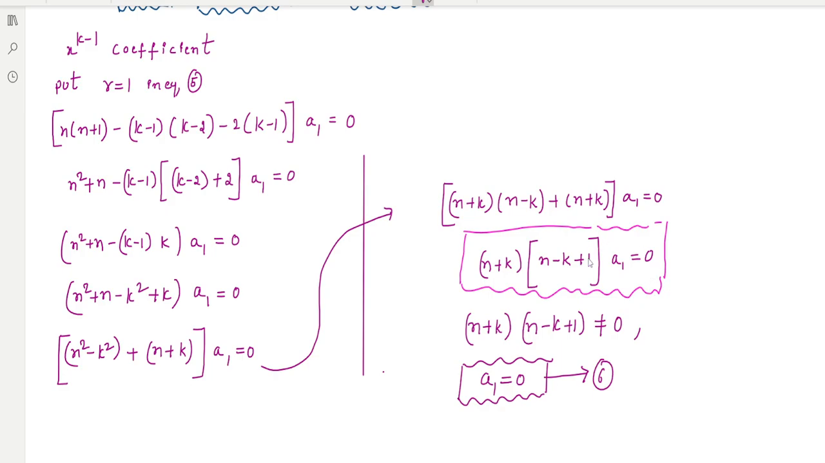From this equation, n plus k into n minus k plus 1 is not equal to 0, because the n equal to k solution is already there in the first equation, right? So we are already using that. Therefore, here a1 equal to 0.